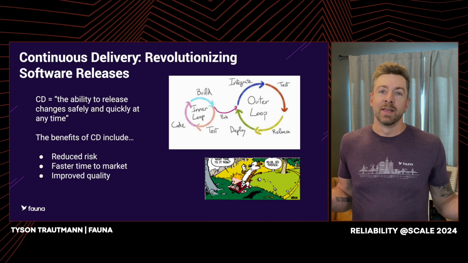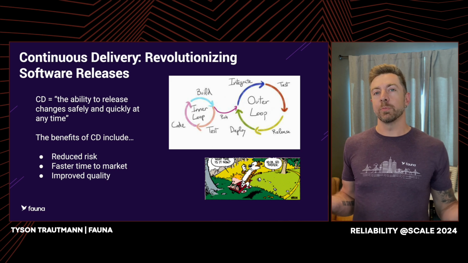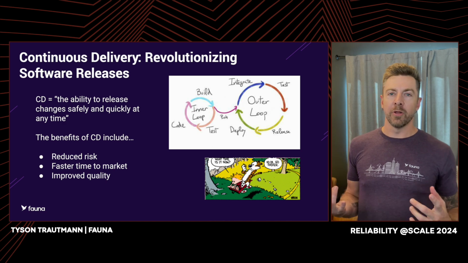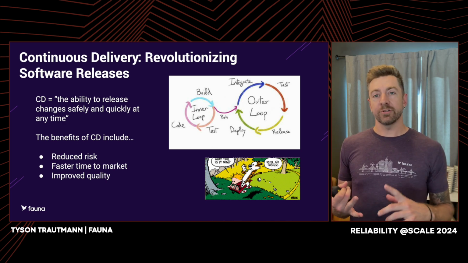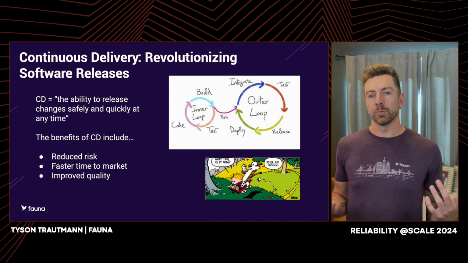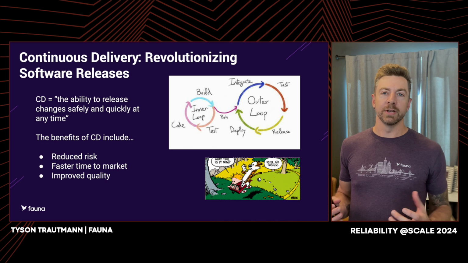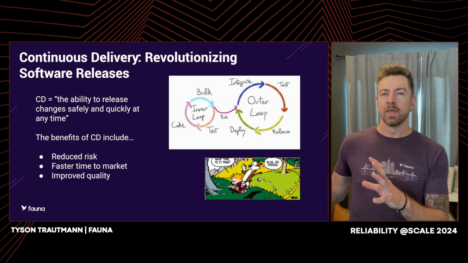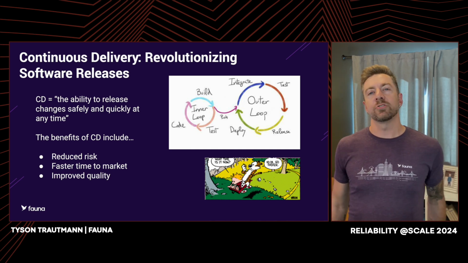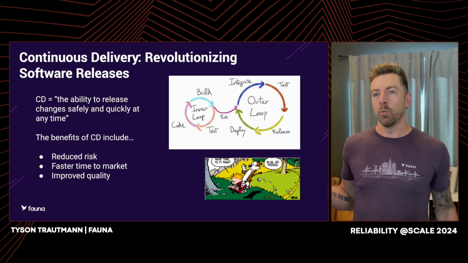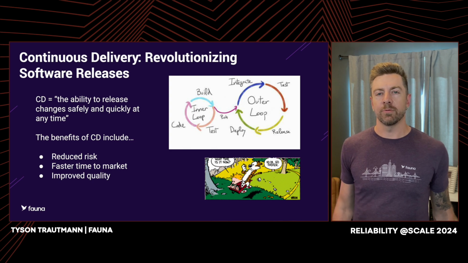If you can get it right, CD comes with a bunch of major benefits, including reduced deployment risk through smaller, more incremental changes, faster time to market for new features and also for bug fixes, and improved product quality because you have automated testing at every stage of the pipeline. If you want to go deeper into the benefits, I highly recommend checking out the book Accelerate by Nicole Forsgren and Jez Humble. It's a great read that really talks in detail about what CD brings to the table for software development teams.